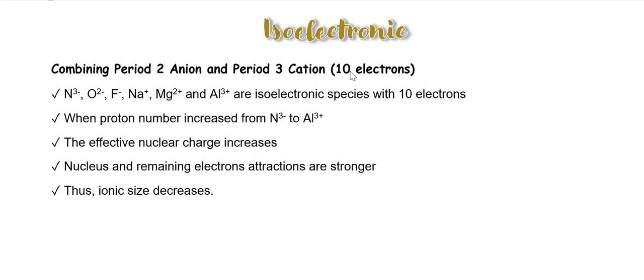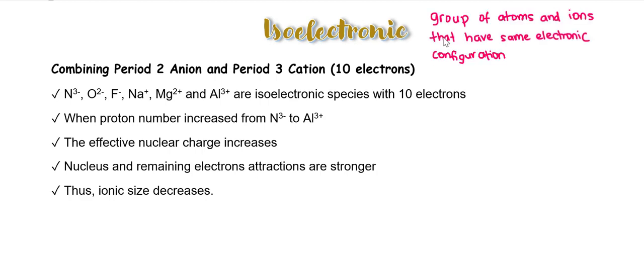Alright, so in this video, we are going to have a look at the trend for the isoelectronic species. The isoelectronic species is a group of atoms and ions that have the same electronic configuration. Basically, atoms and ions that have the same number of electrons will of course have the same electronic configuration. So we call those atoms and ions isoelectronic species.